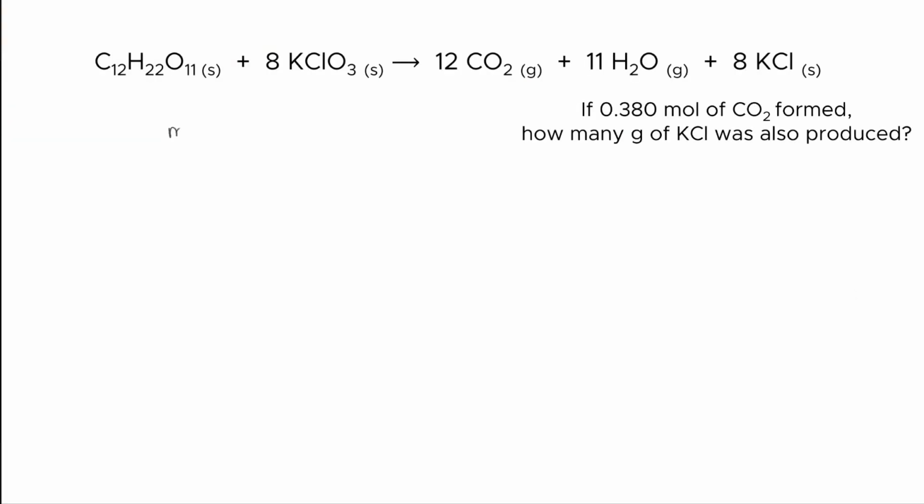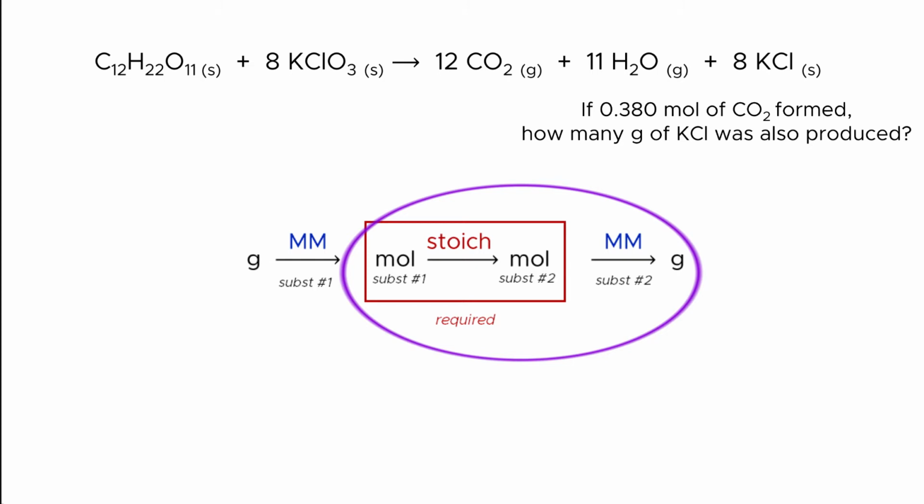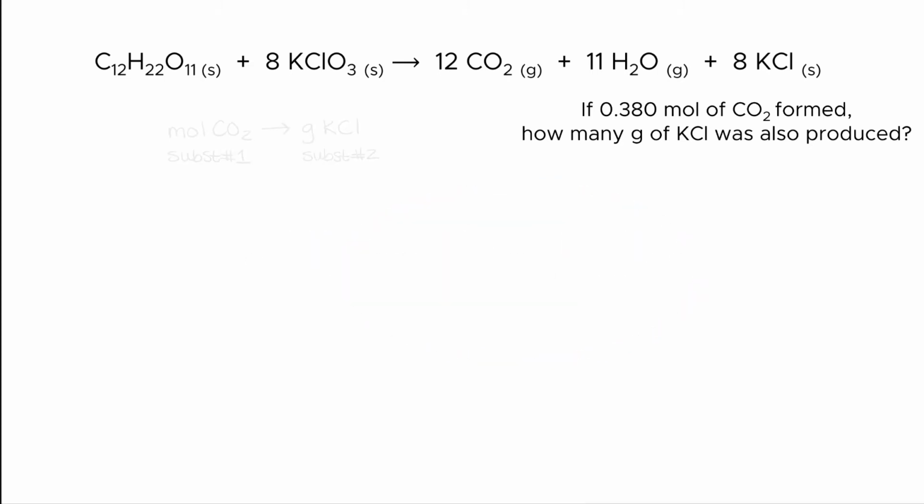In this example, we are given 0.380 moles of CO2 and we'll calculate grams of KCl. CO2 is substance 1 and KCl is substance 2. Here, we do need a molar mass for KCl because we need to calculate grams. We do not need a molar mass for CO2 because the amount was given in moles.